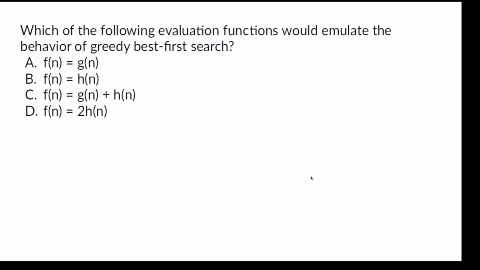Now next, come to this question. Which of the following evaluation functions, there are so many evaluation functions, would emulate the behavior of greedy best first search? So we have a few options, and which function we are going to use that is equivalent to greedy best first search. What is greedy best first search? In greedy best first search, we select a node to be expanded which is more likely to reach the goal node in minimum cost. The cost from that node to the goal node is minimum compared to other nodes that can be expanded, right? So that is the definition of greedy best first search.